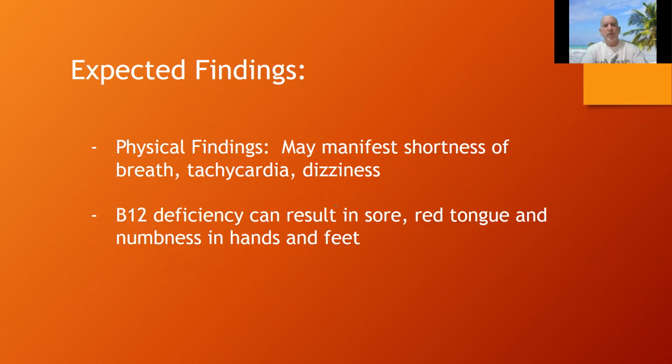Physical findings, we kind of went over that. Now the tachycardia and the dizziness, well, the heart's trying to compensate. You know, if the body's not getting enough oxygen, the heart will speed up to try to get more blood to the tissue, hoping that solves the problem. Sometimes it does, sometimes it doesn't. Now, one thing that's unique about vitamin B12 deficiency is it can cause a very red and smooth tongue. It kind of swells, it kind of gets reddish, and numbness in the hands and feet.